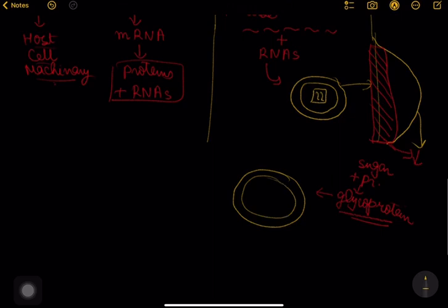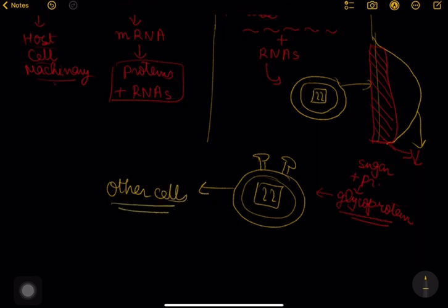Finally, it is complete, right? With everything, even GP120 is formed. And now this cell will infect other cells, right? Okay, the work is done.